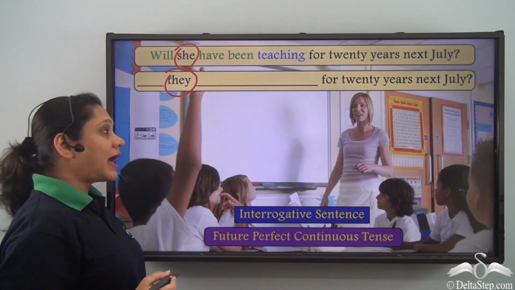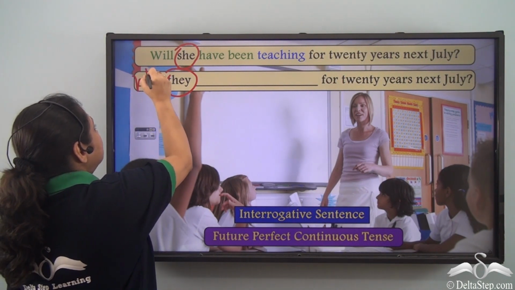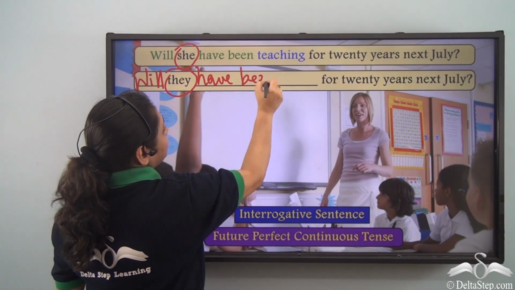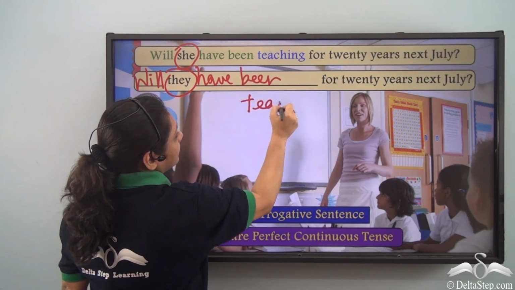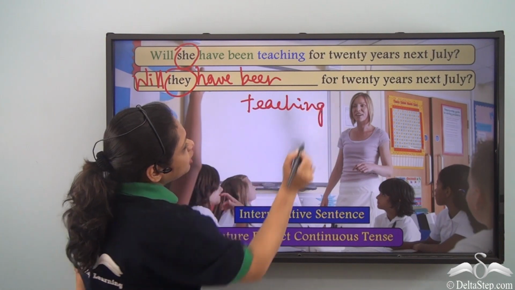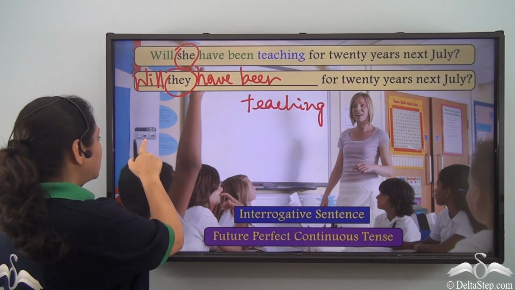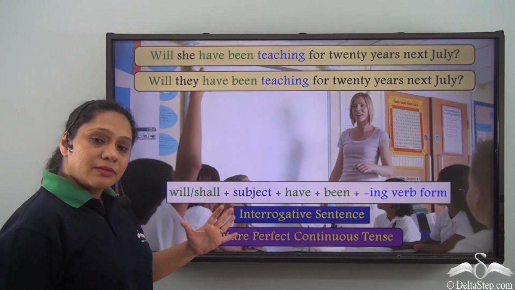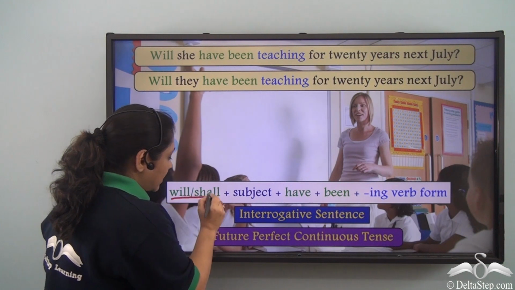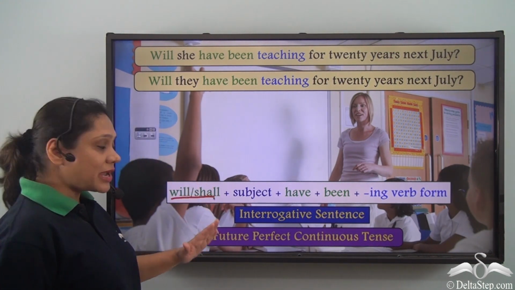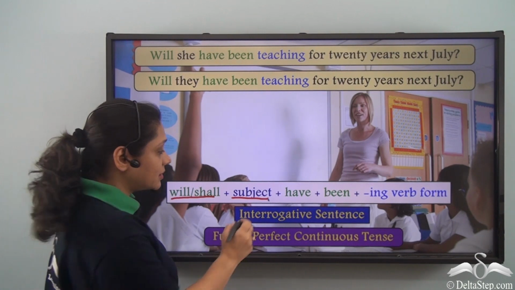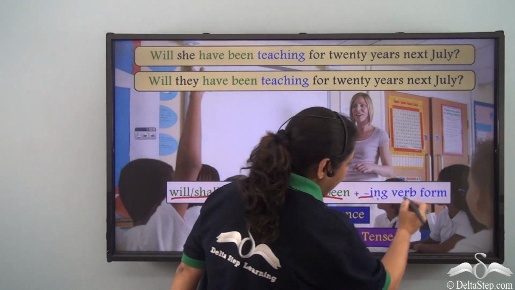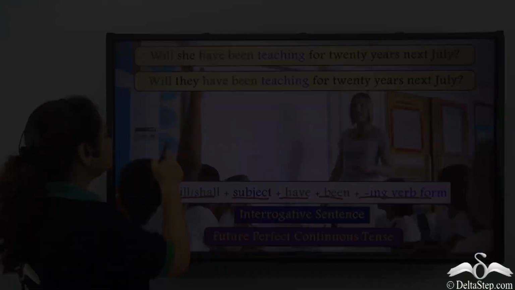How will we rewrite this sentence if we change the singular subject she to a plural subject, say they? In that case, we will write, will they have been teaching for 20 years next July? So, we see that in the future perfect continuous tense, the interrogative sentence follows the form will or shall, followed by the subject, followed by the two auxiliary verbs have been, and then the ing verb form.